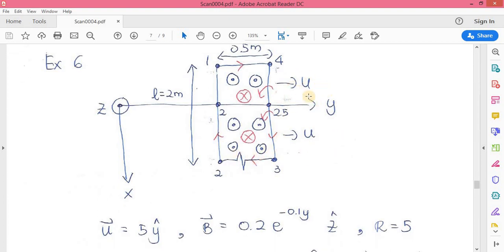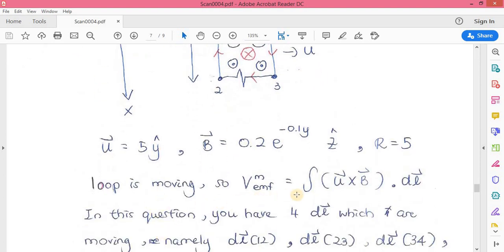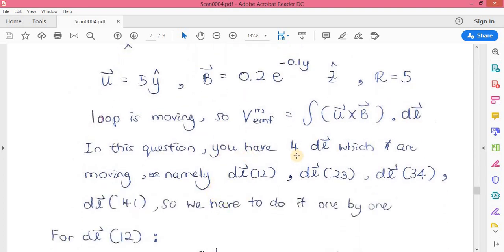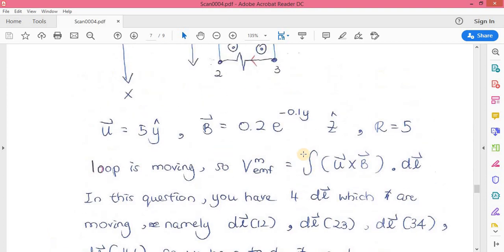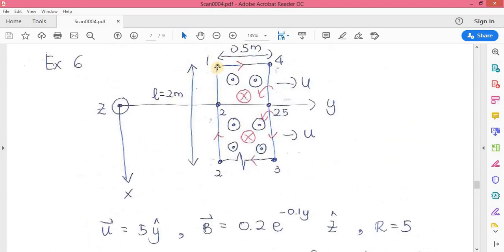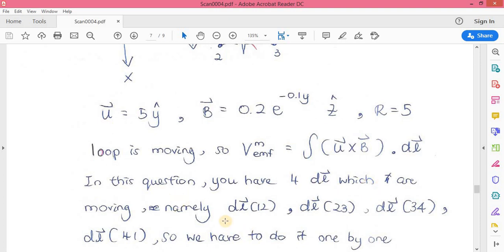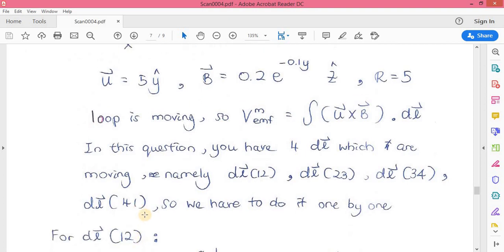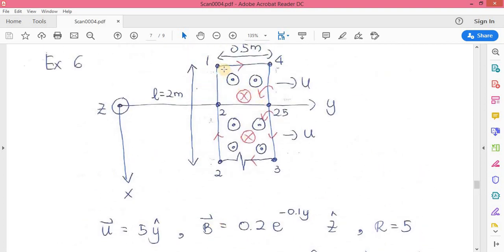Since there is velocity here, it is motional EMF, which means you have to use this equation. In this question, you have 4 dl. What does it mean by 4 dl? You have 4 lengths. This is the first length, the second length, the third length, and the fourth length. So I put here 1-2, 2-3, 3-4, and 4-1. We have to do it one by one. We have to find the voltage generated at each side of the loop.